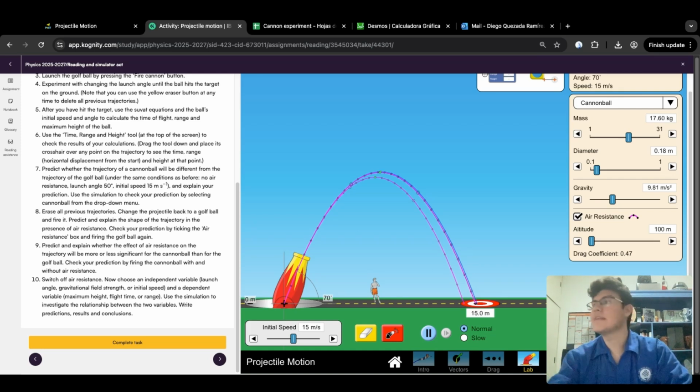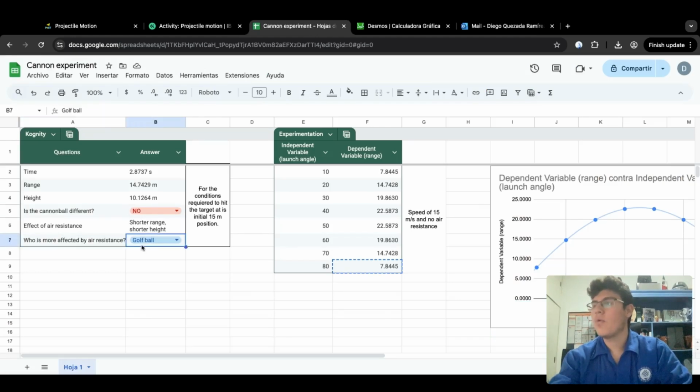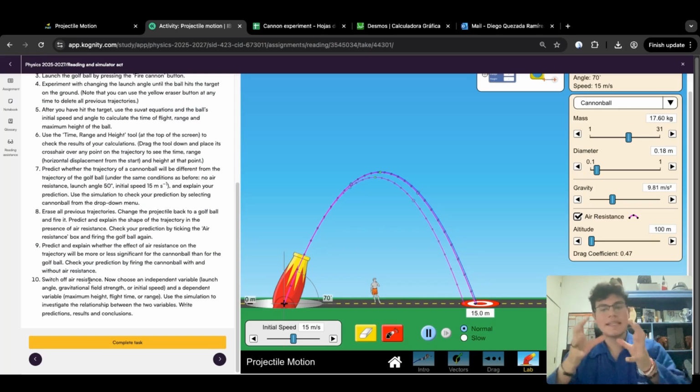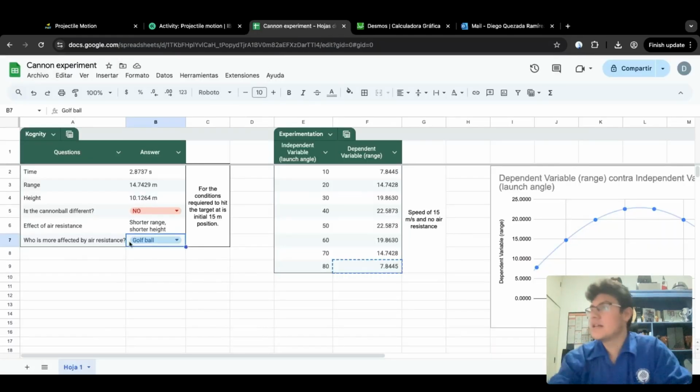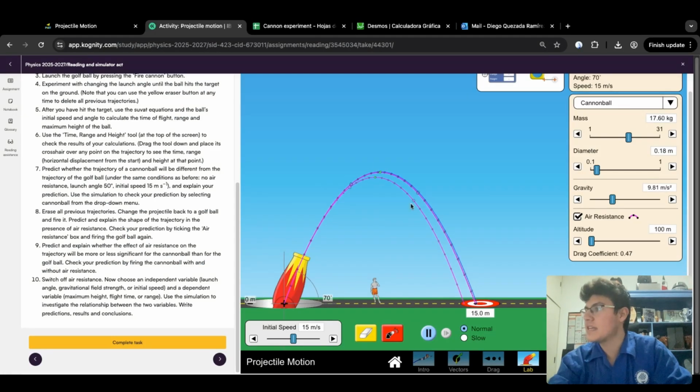Why does this happen, and why is the golf ball, as it says here, more affected by air resistance? Basically, when we have a heavier object, the air that's pushing it won't have as significant an effect as on a golf ball. A golf ball is lighter, thus the effect of air is going to be greater because of the difference in mass. So what is that difference? When we have air resistance, our range and our maximum height are going to be shorter. Take this parabolic shape and just shrink it a little bit. So we have a shorter range and a shorter height, as you can see here.